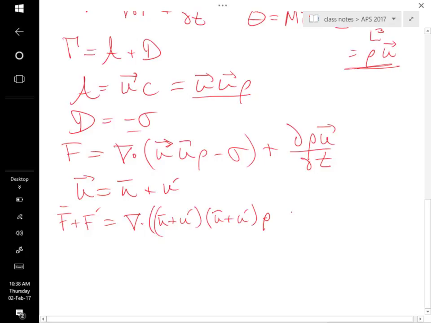The density does too, but let's just assume that it's incompressible, so the density one we don't have to worry about.